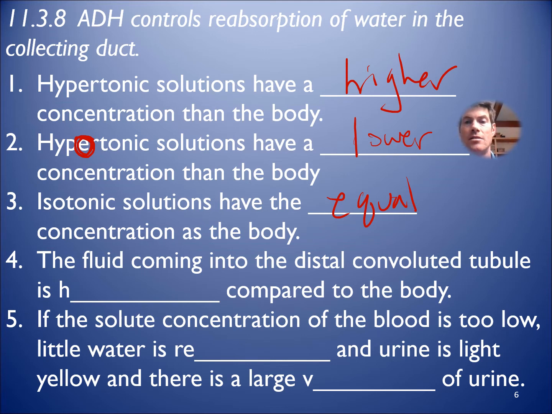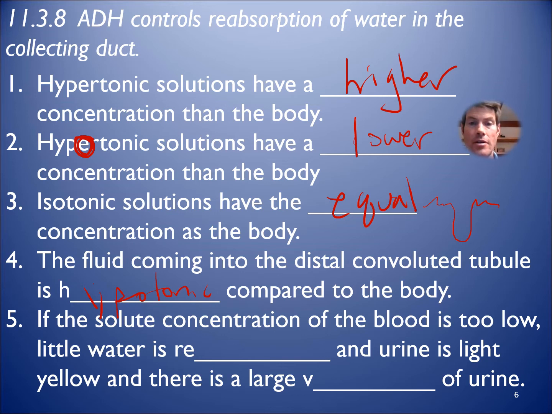The fluid coming out of the distal convoluted tubule, the proximal, loop of Henle, distal. It's higher compared to the rest of the body. Okay. Sorry, it's not higher. It is hypotonic. Because remember, going up that loop of Henle, the water was not coming out. It was staying in. The salt was coming out. So it's becoming less concentrated. Okay.